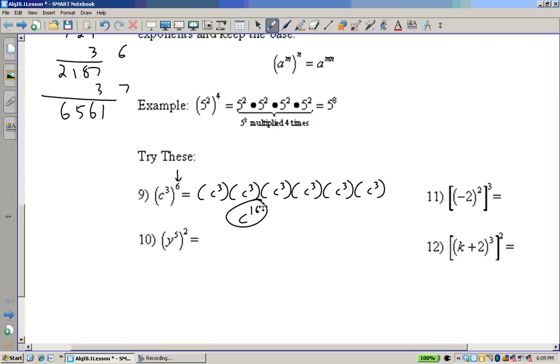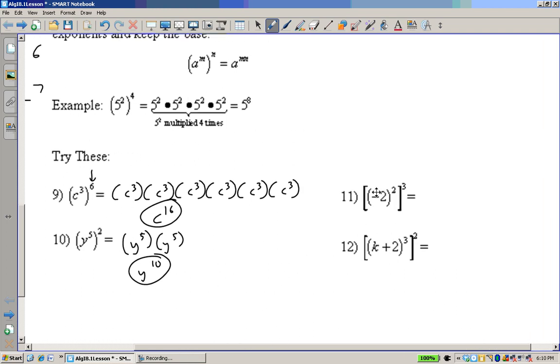So c to the 16th power. And we also have y to the 5th raised to the 2nd. Means we have 2 identical groups of y to the 5th. So 5, 10. There are 10 y's. Or you just multiply. 5 times 2 is 10.